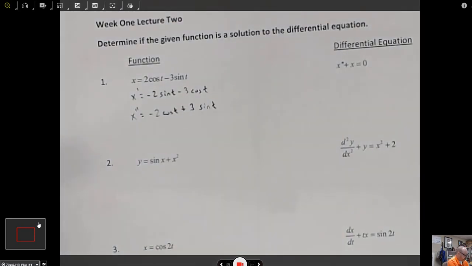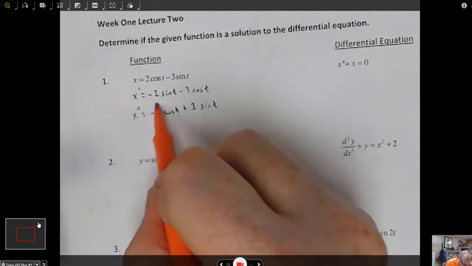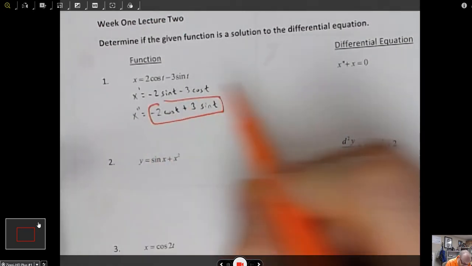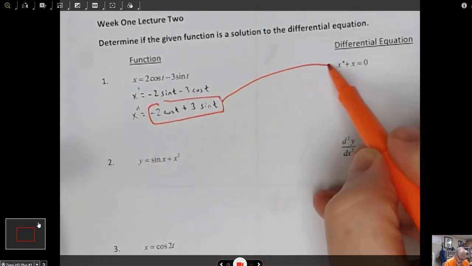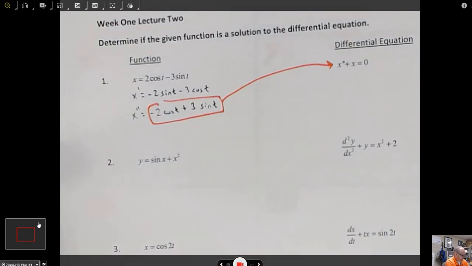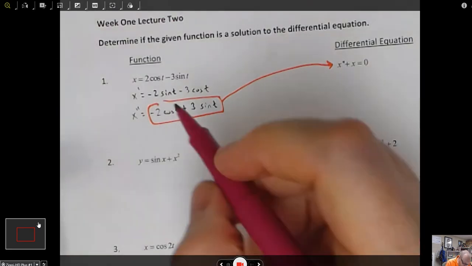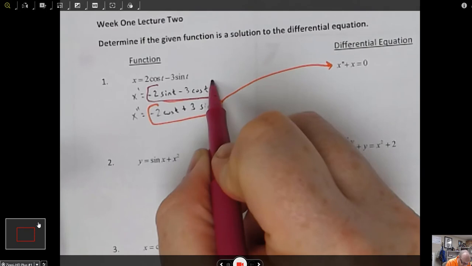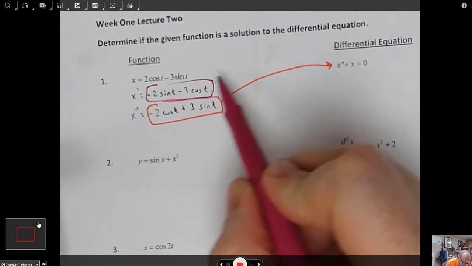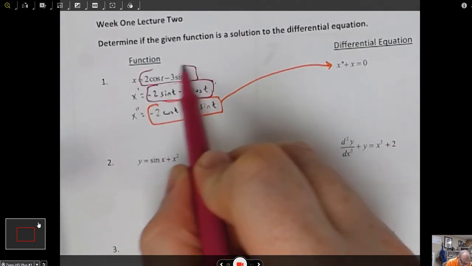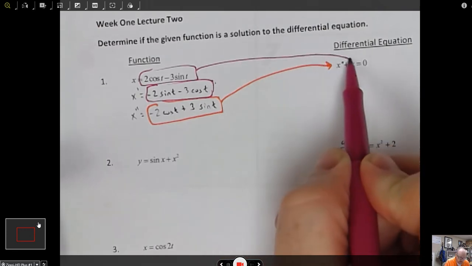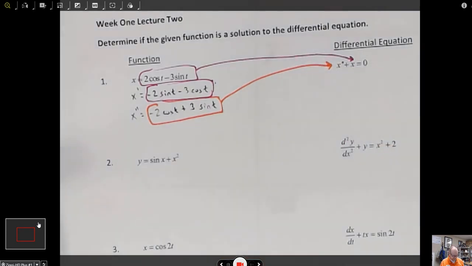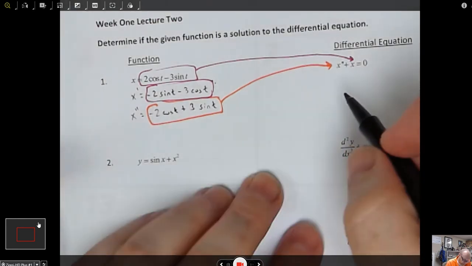So you know the game we're going to play now is I'm going to substitute all of those things in. I'm going to plug this in for x double prime. I'm not going to use x prime at all, am I? I'm going to plug all of this in for x. And then if it makes that a true statement, if it makes it be 0, great, it's a solution. If not, not a solution.